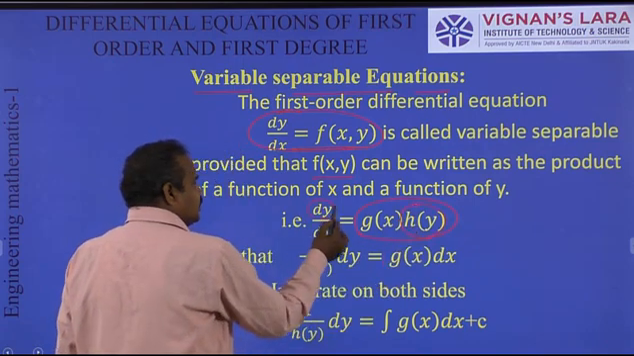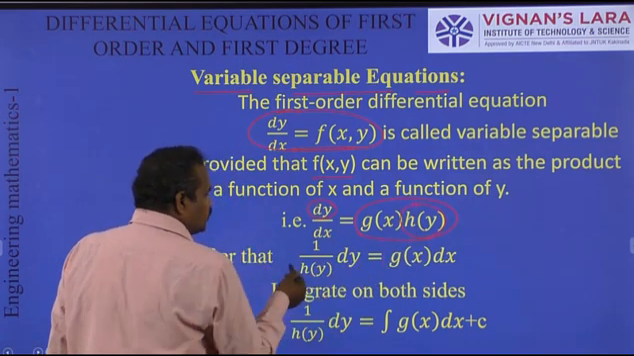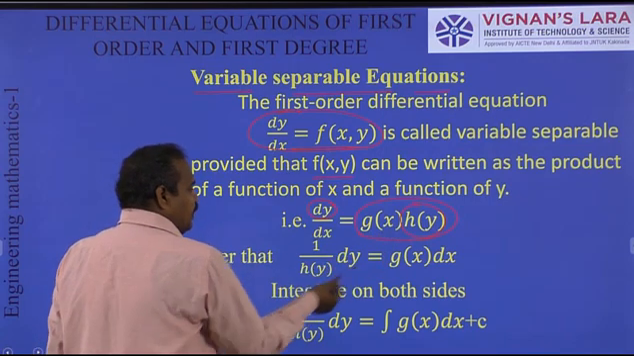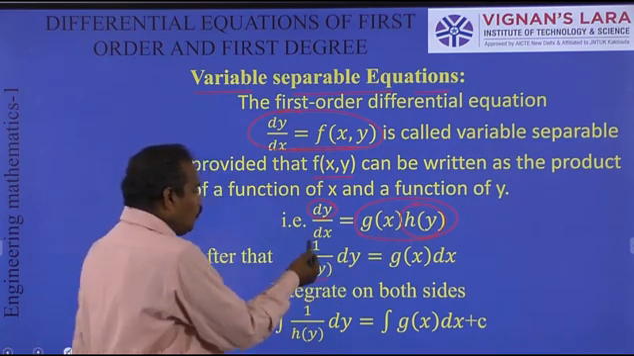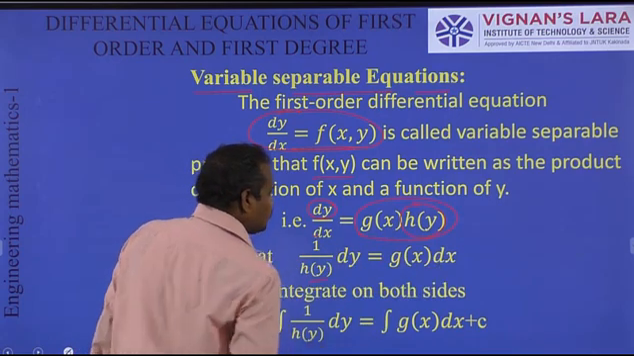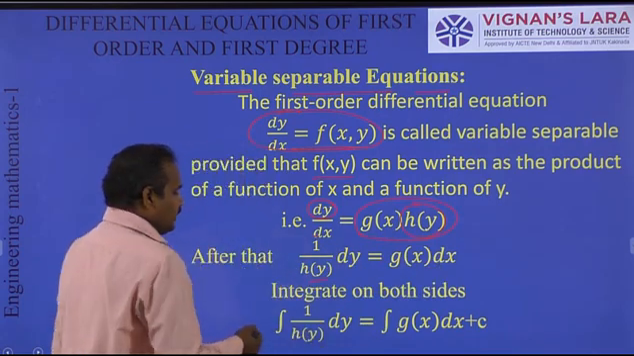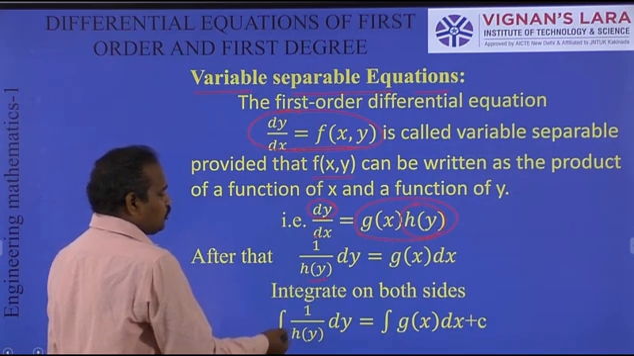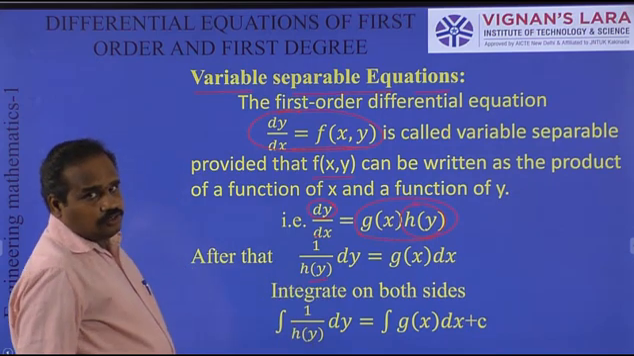Here the dy is in the numerator, so bring this h of y to this side. This multiplication comes to this side as division. 1 by h of y into dy is equal to g of x. This dx comes to this side, g of x into dx. So now integrate this on both sides, and we will get the general solution of this equation.